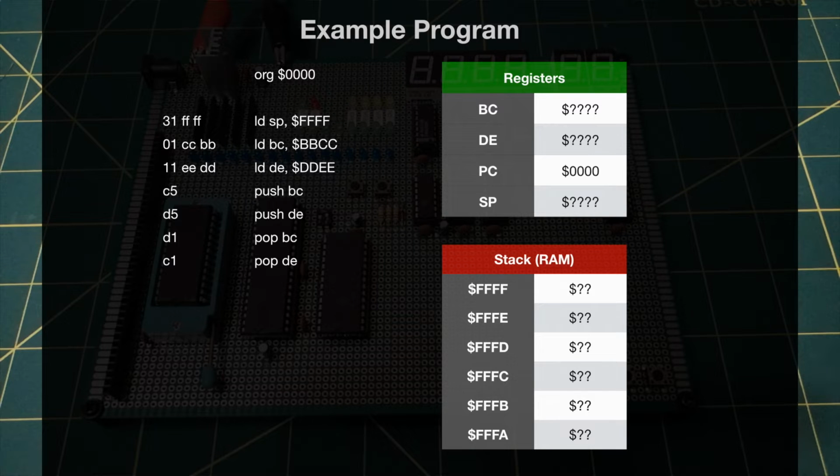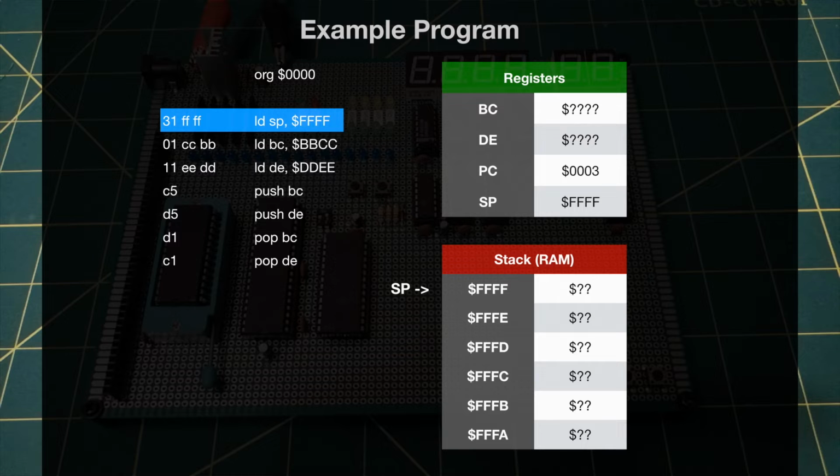And the values in there at the moment, again, we don't know what's in there. When we first switch the system on, we have no idea what contents are in the RAM. So after we've executed the first instruction, which is load SP, FFFF, if we look at the registers, we still don't know what's in BC or DE because we haven't touched those yet. The program counter has incremented by 3, and the reason it's done that is because this is a 3-byte instruction.